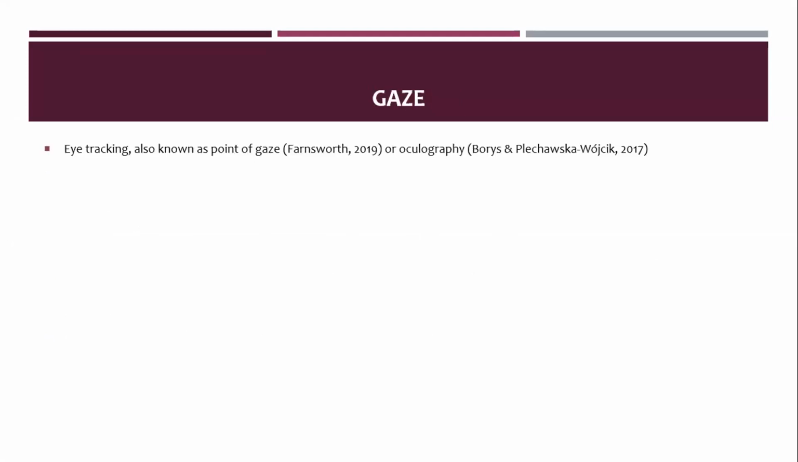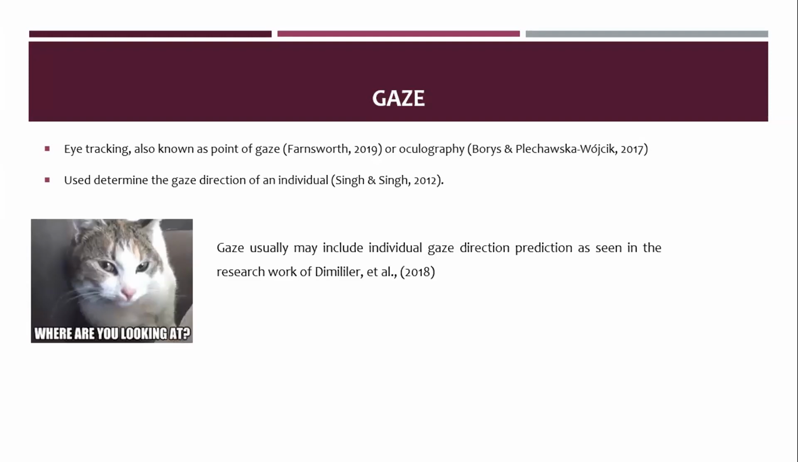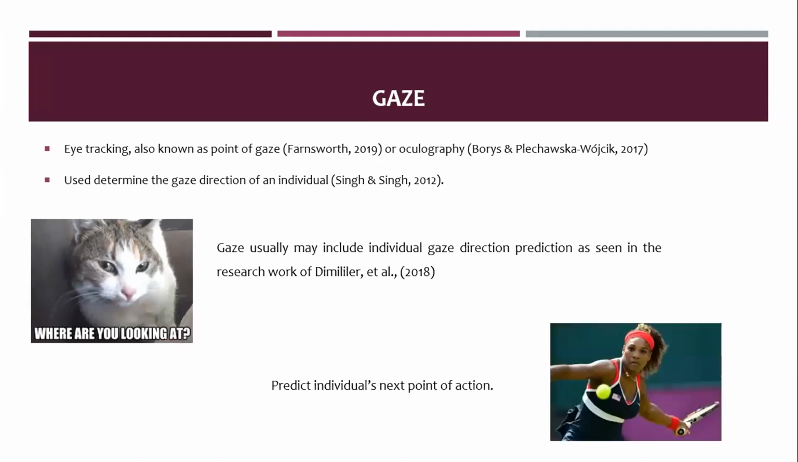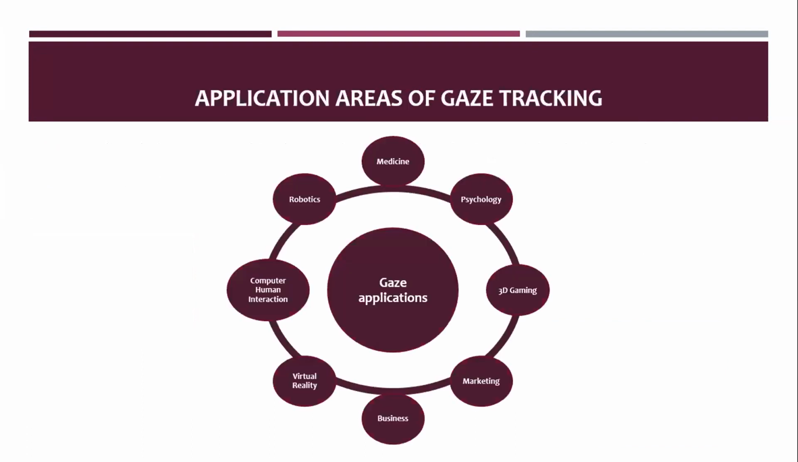Gaze. Eye tracking can also be referred to as oculography, which is literally the point of gaze of an individual. It determines the direction in which an individual is focusing, and we usually use it to answer the question, where are you looking at? In some other cases, it can further be used to predict an individual's next point of action. That's simply what gaze is.